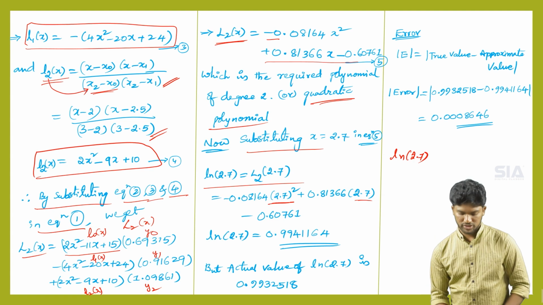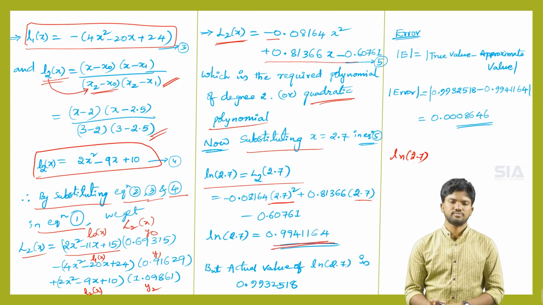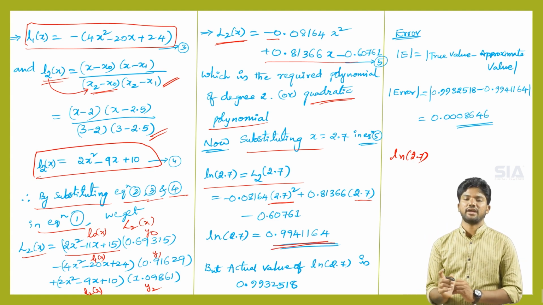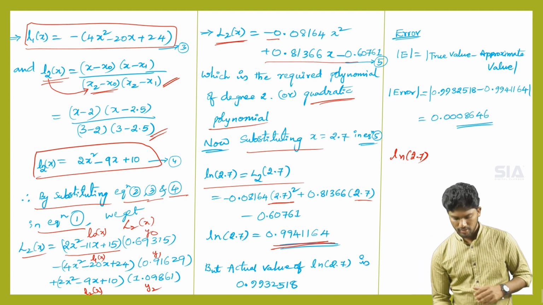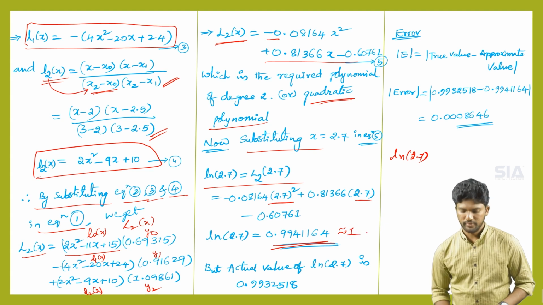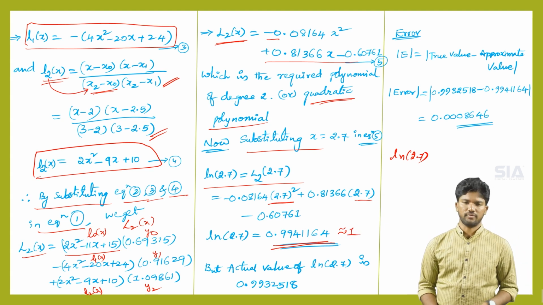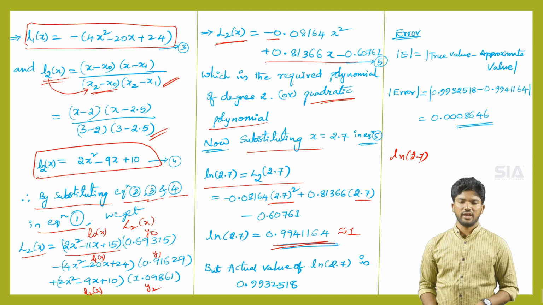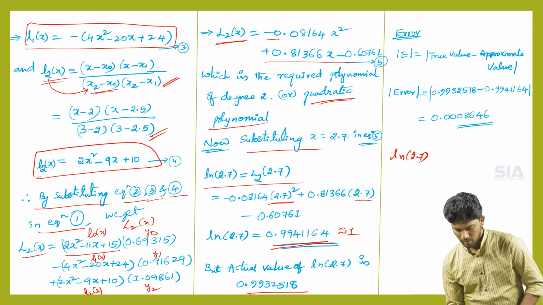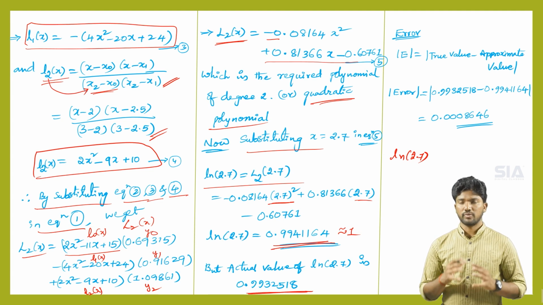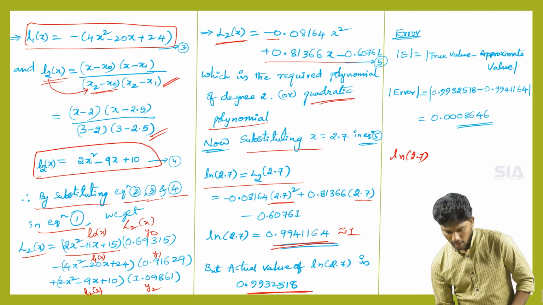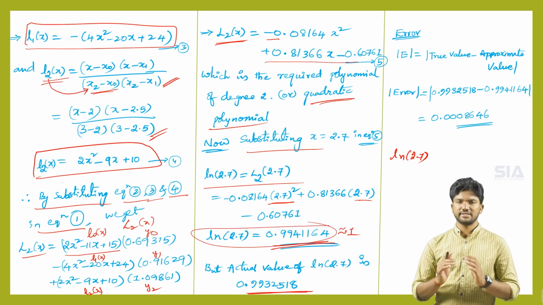So after substitution, if you simplify with a scientific calculator, ln of 2.7 value is 0.9941164. That is the very approximate, very near value. But the actual value of ln of 2.7 is this one. Originally if you calculate in the scientific calculator, you will get the original value as 0.9932158, and the approximate value is this one. There is a minute difference only.